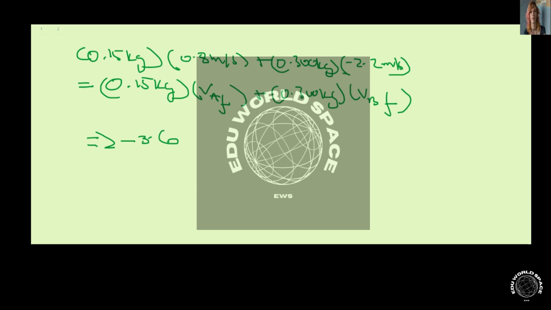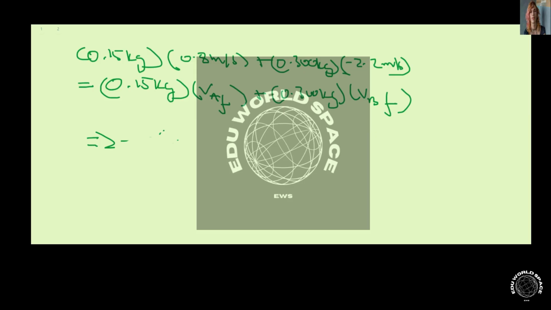This is momentum. It's a momentum problem. Actually, we need to plug in the numbers. Let's see what happens. Using a calculator, we end up with 0.15 times 0.8, and then minus 0.3 times 2.2.